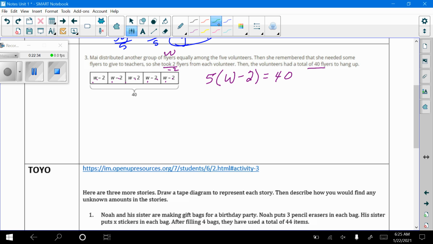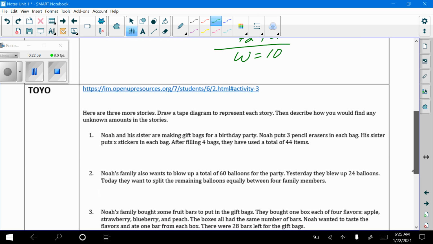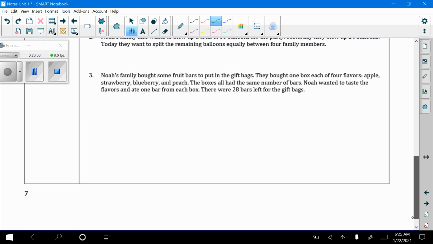Now I'm going to go ahead and show you how you can multiply or divide out that 5. W minus 2 now is equal to 8. Add 2 to both sides, and I end up with W is equal to 10. Which means that W up here, the flyers that she gave amongst her 5 volunteers, she gave them each 10. The next part I want you to try on your own. Try those on your own.